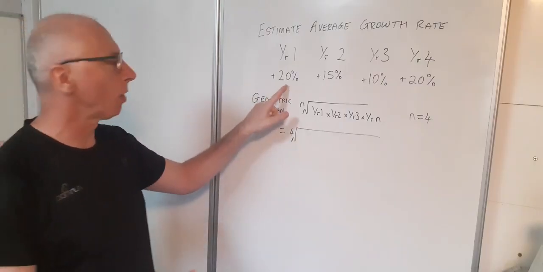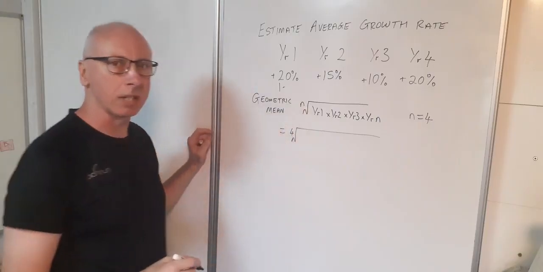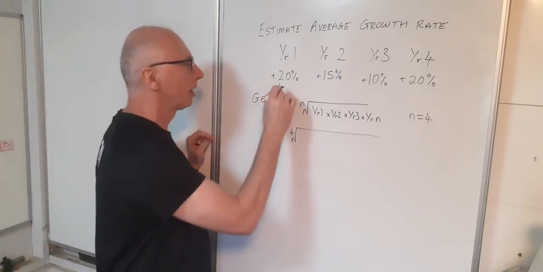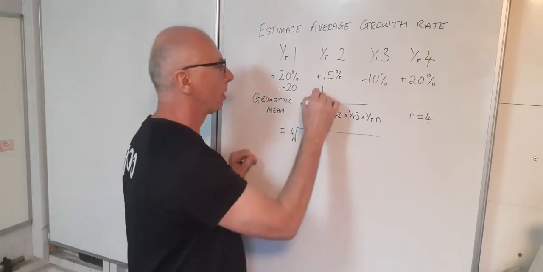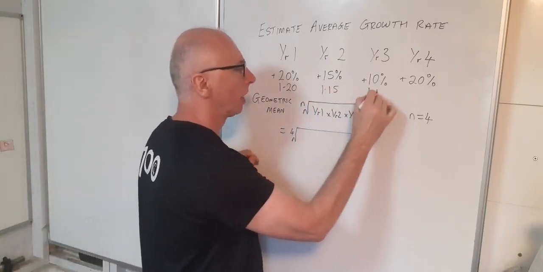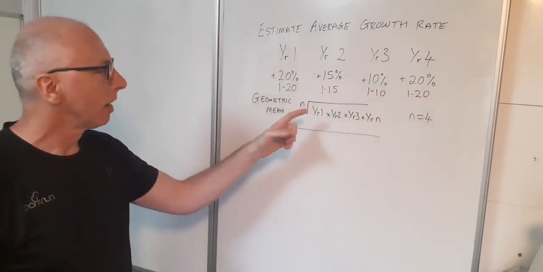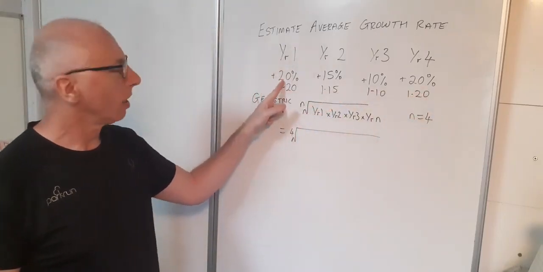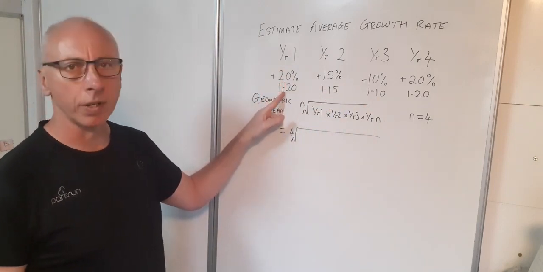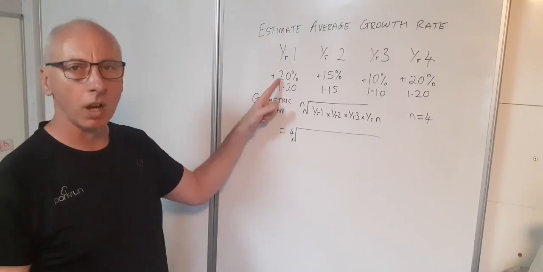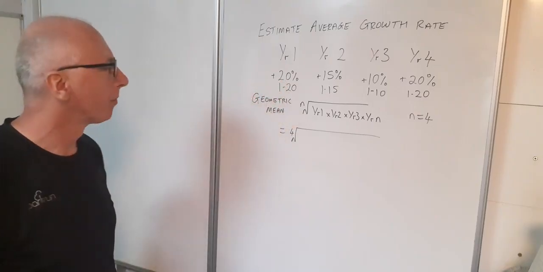So a 20% growth rate, the decimal multiplier for that is 1.20. 15% growth rate, 1.15, 1.10, and back to 1.20. So you can see the pattern there. So basically, whatever the percentage is, turn that into a decimal, so 0.2 in this case, and add it onto 1. If it was a decrease, you would then subtract that from 1.